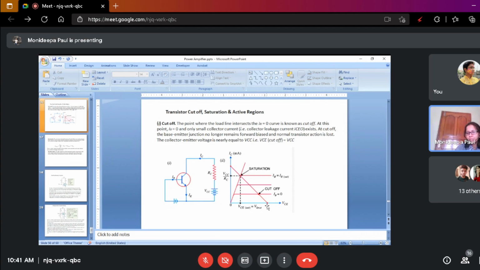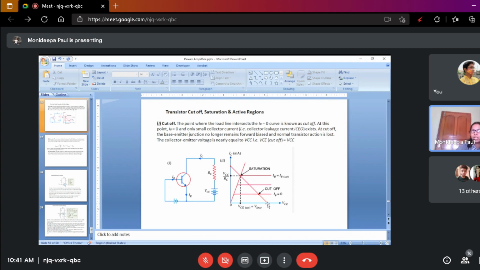So we get this point. For IB equal to 0, this point. If you consider this is the IB equal to 0, then this point. This is the output characteristics when IB is equal to 0. If we draw the IC current, actually when IB is equal to 0, in ideal condition, IC also 0, then we get the cutoff point here.